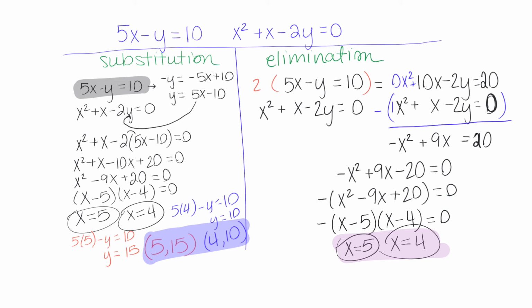Okay, let's try one more just to make sure we've got it. And I think we'll do this one with elimination because elimination's generally more tricky on this. So 3x plus y equals -9. And 4x squared minus x plus y equals -9.